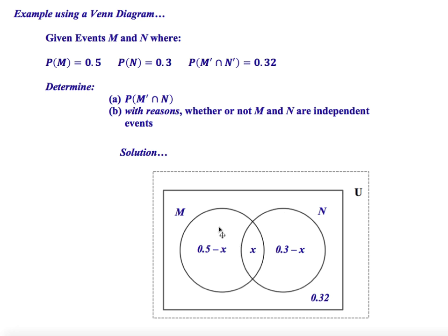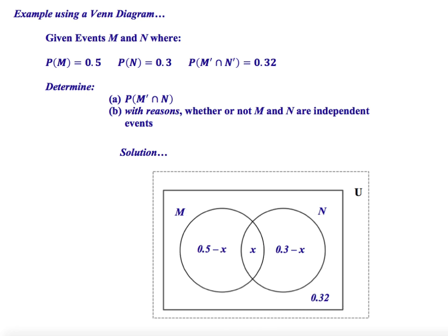This is trying to say if you consider everything outside of the realm of M, and then consider its intersection with everything outside the realm of N, you'll find that you'll just get this outer part, and that's what this 0.32 stands for.